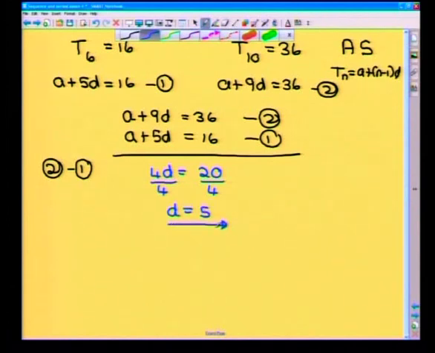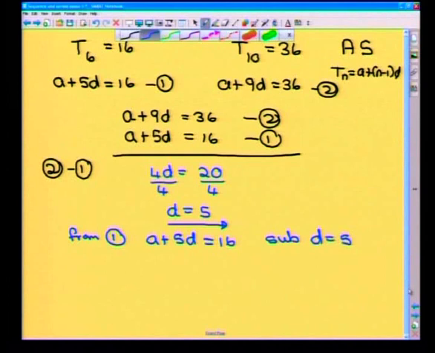We need to go back for a. Once again, I would select the easiest of the two equations. So from equation 1, which is a plus 5d equals 16, let us substitute d equals 5.